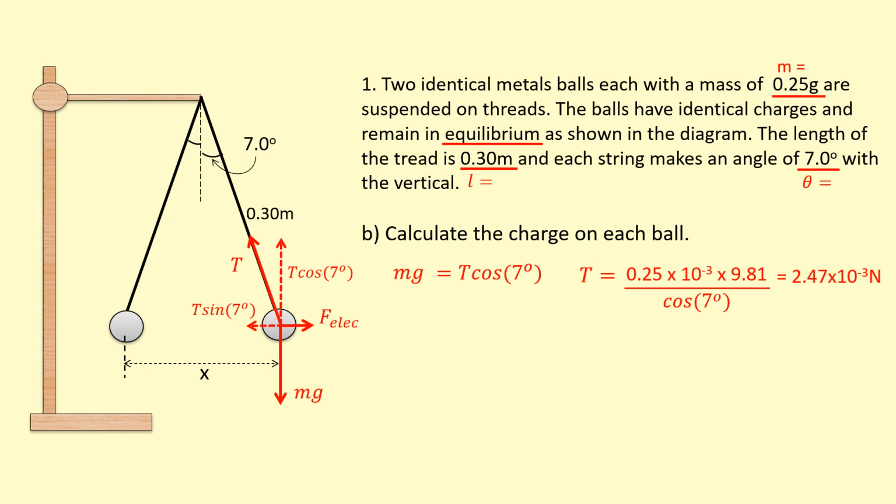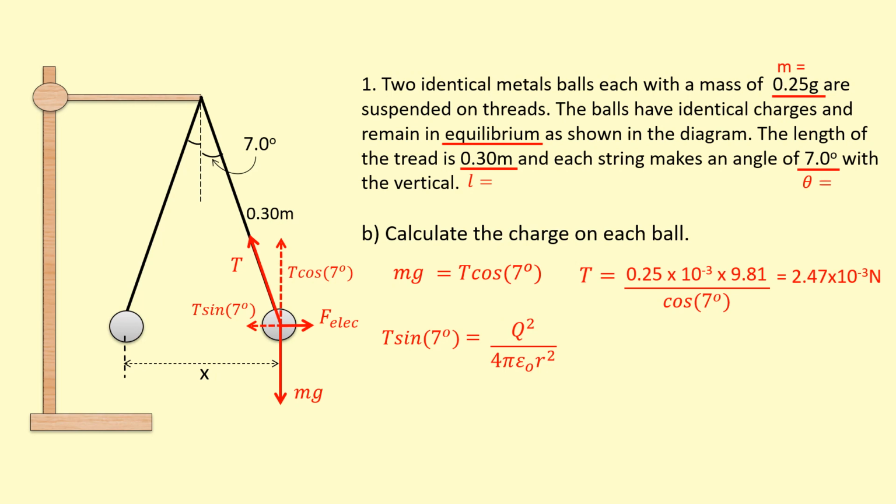Okay, so now let's start off balancing the horizontal forces. So T sine 7 is acting towards the left. The force towards the right is the electric force there. Now the electric force comes from the repulsion between these two charged balls. So that means we can use Coulomb's law, Q1 Q2 over 4 pi epsilon r squared. Now because the charges are identical on both the balls, we can have Q squared instead.